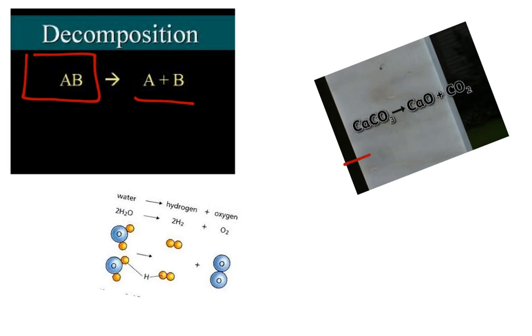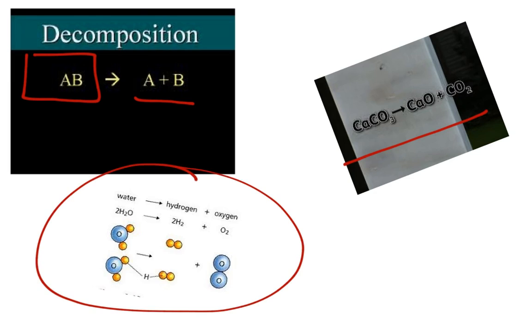To the right we have an example of a decomposition reaction. Calcium carbonate breaking apart into calcium oxide and carbon dioxide. Also, water will break apart into its component parts, hydrogen and oxygen, through a decomposition reaction.